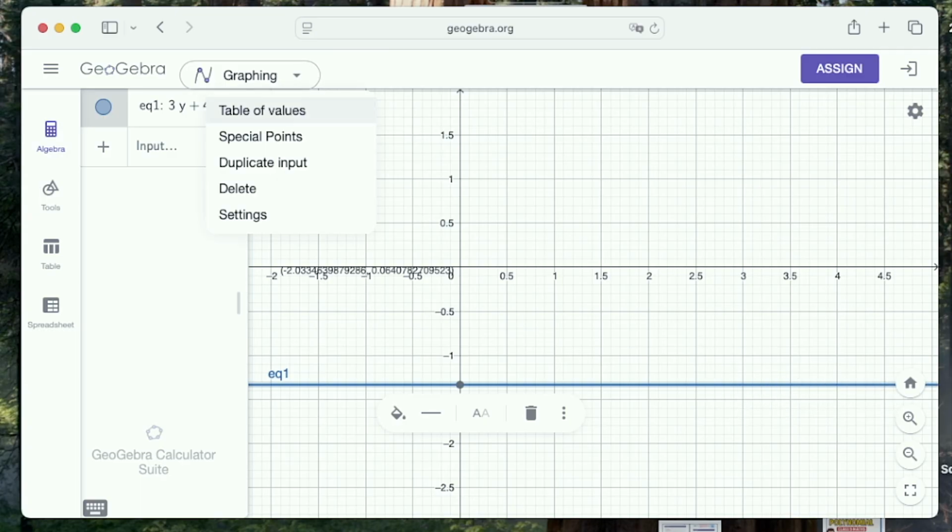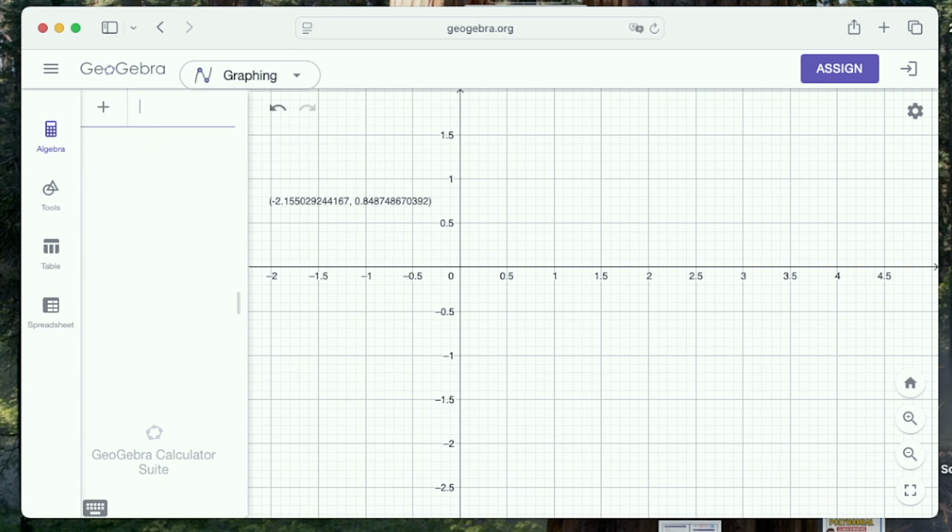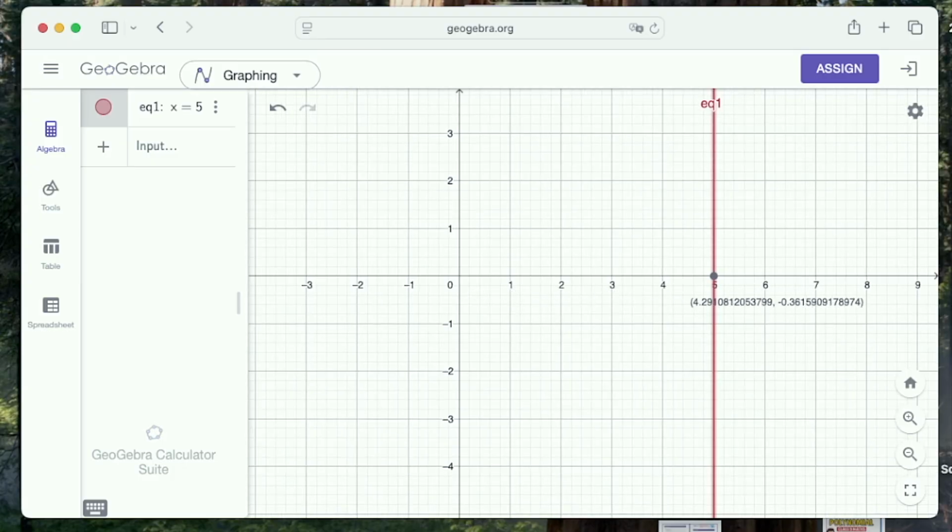Let me write another equation. Let me write x equal to 5. Sorry, x equal to 5. I have written this equation, right? Now if I show this equation on the graph, how will it look like, x equal to 5? So here I got the graph of that equation x equal to 5.